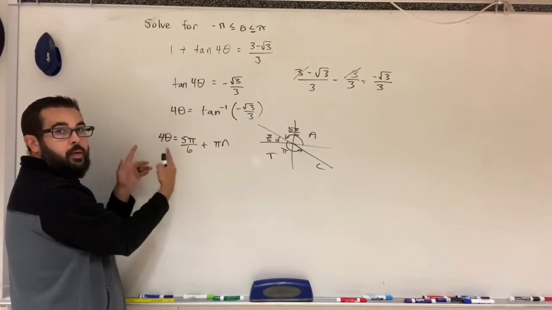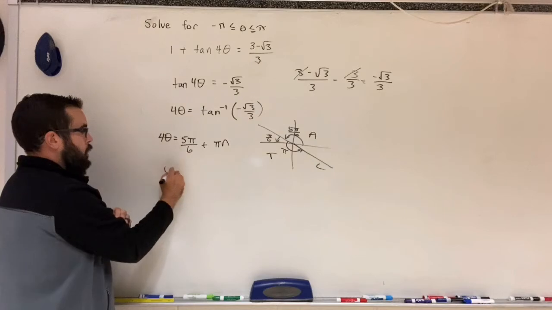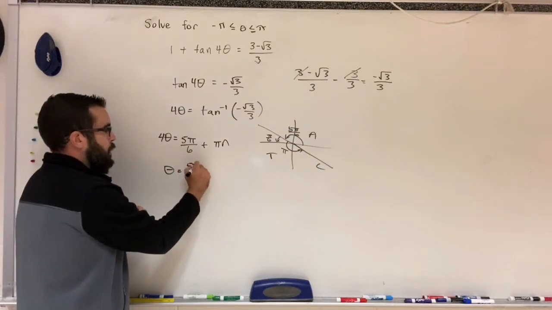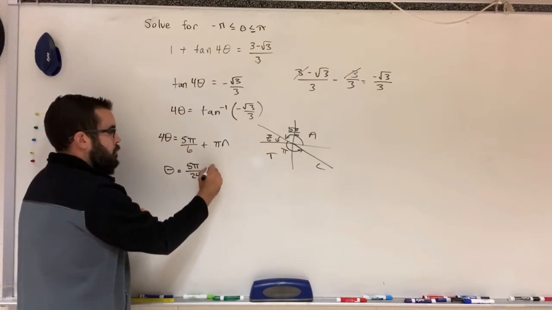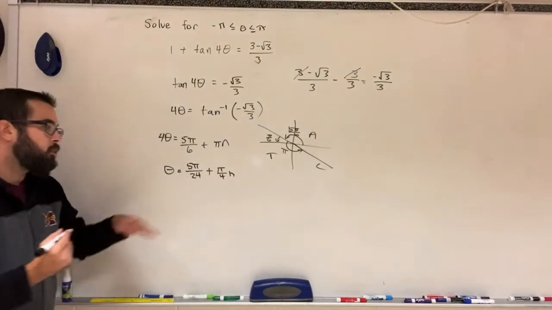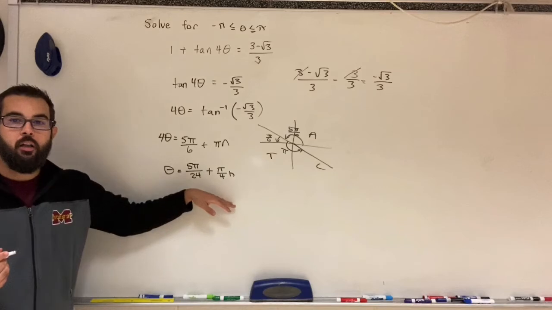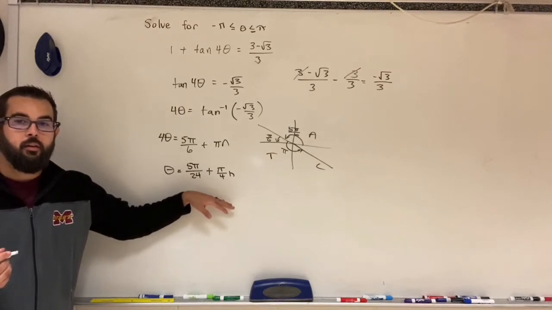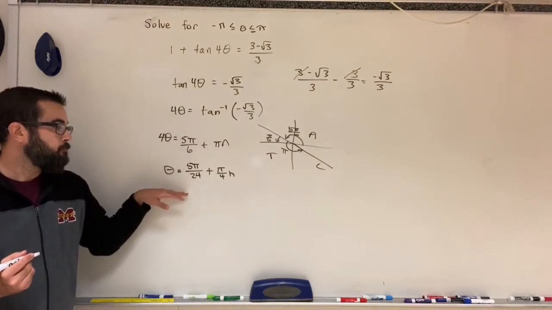but we don't have theta by itself. So what do we need to do? We need to divide by 4. So we'd have theta is equal to 5 pi over 24 plus pi over 4n. So that's the rule that tells us how to find all our solutions for any theta.